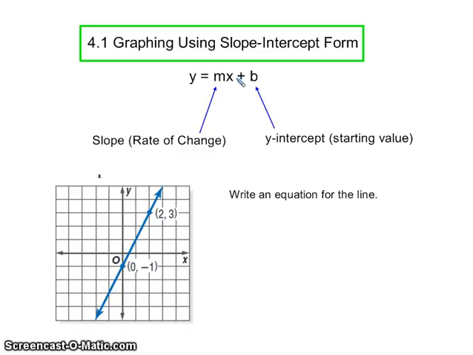So y equals mx plus b, we have the slope, which is the rate of change. That's going to be the coefficient of x, and the y-intercept will be b, and that's the starting value. So we want to write an equation for the line. So let's look at the graph and see what we can figure out. The y-intercept, where the graph intersects the y-axis, is (0, -1). So that means that b is equal to -1.